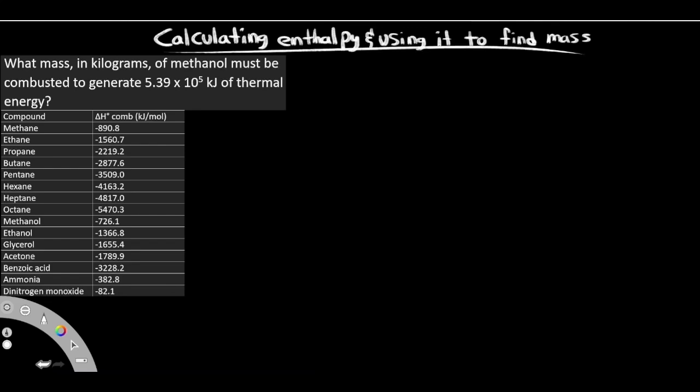Calculating enthalpy and using it to find the mass. First thing we need to do is write down our formula that I want you all to memorize. This delta H here, you can put a small r there if you want, I'm not gonna, but this delta H just represents the total enthalpy change, but it's a total enthalpy change for the whole reaction.